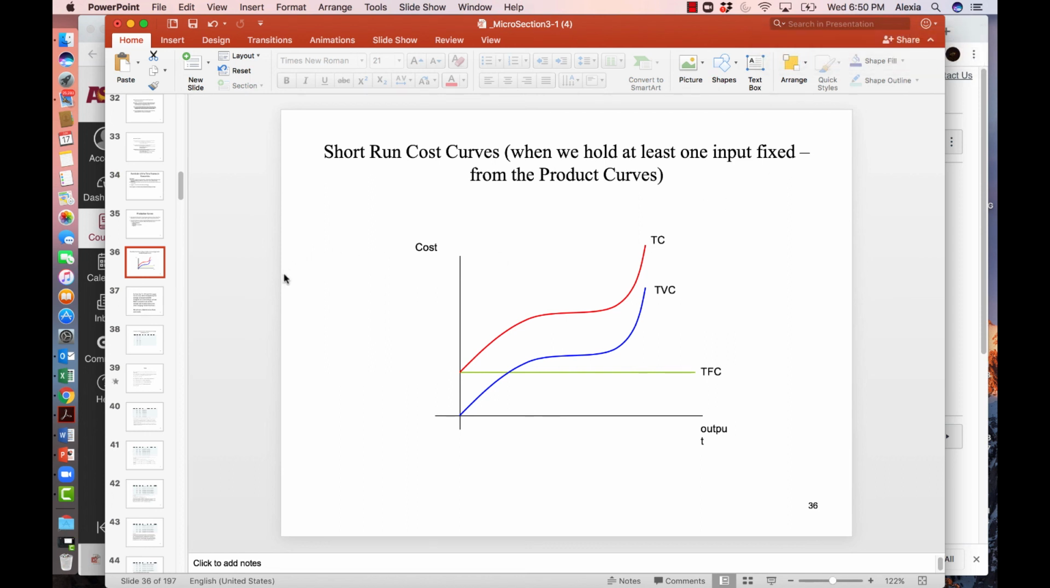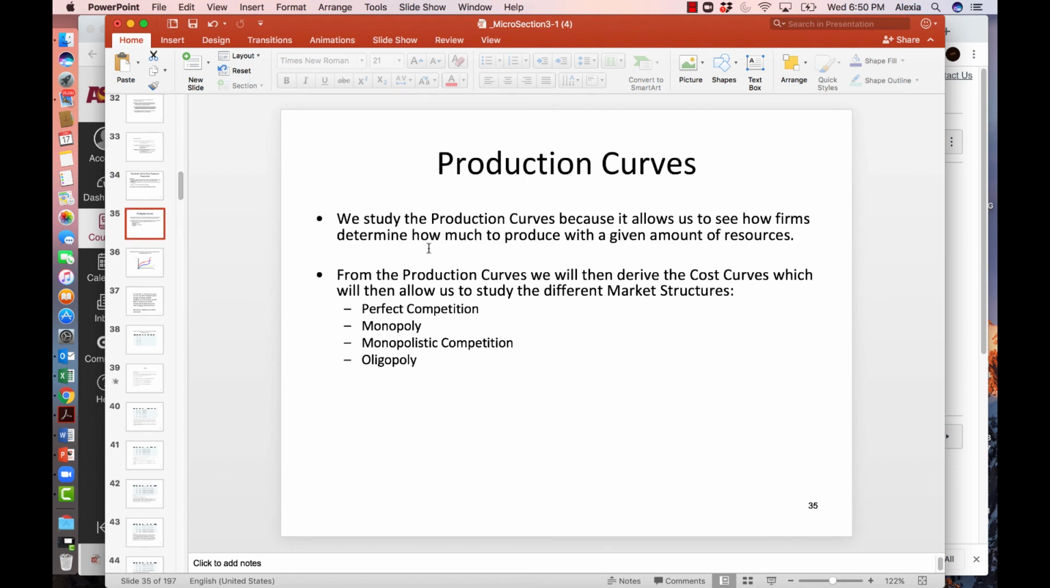All right, so what we're going to do here is have a look at how we go from our total fixed costs and total variable costs and put them together. But before we do that, I'm actually going to take a break and hold off on looking at how we go from one point to the next. I'll post this video, and then we're going to look at that relationship between product curves and our cost curves.